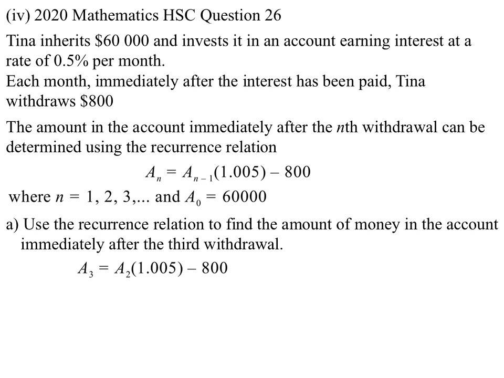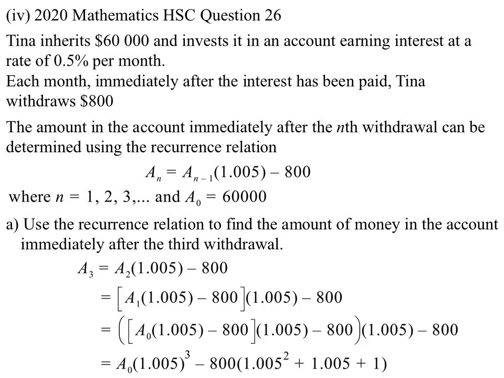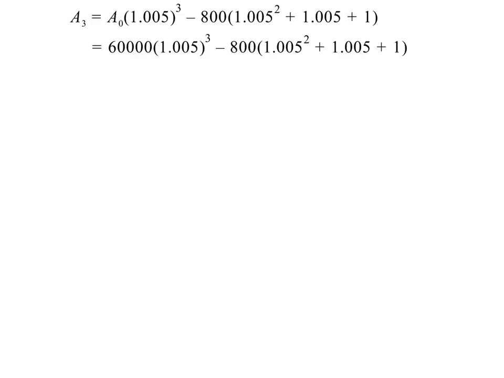Well, A3 will be A2 times 1.005 minus 800. But of course A2 would be A1 times the interest minus 800. But then A1, so eventually we get down to A0 times 1.005 cubed. They told us A0, there it is, 60,000. And we have the amount.